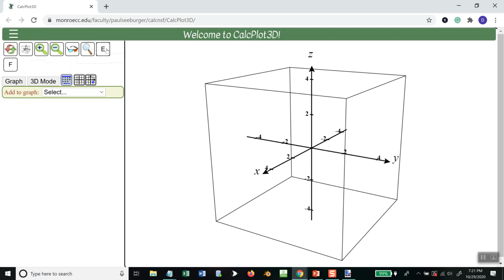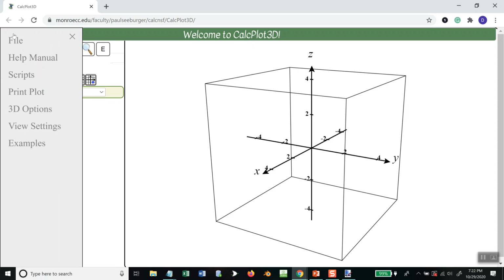No, toggle edges. Some of these only work if you have a 3D graph. Like toggle faces, that fills in the faces. You got these lines up here. You know, the help manual, scripts. I didn't know you could write scripts. Do settings here. See examples if you're trying to figure out how to do something.